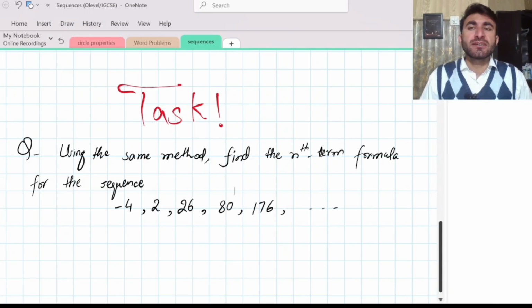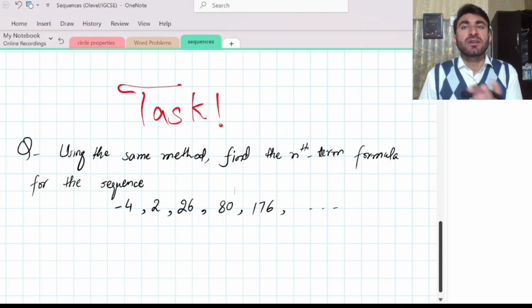So here is a little task for you. Using the same method we discussed, find the nth term formula for the sequence with terms -4, 2, 26, 80, 176, and so on. This is a cubic sequence, so you can use the formula we discussed, or you can also use the formula we discussed in the previous video. Try this and write the answer in the comment section.